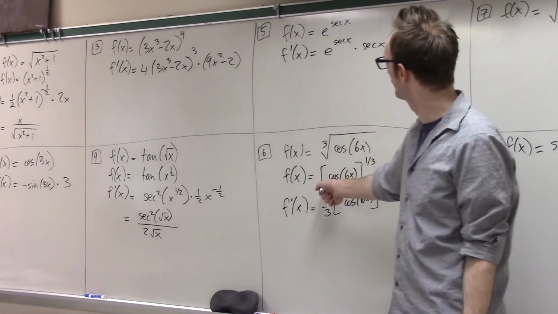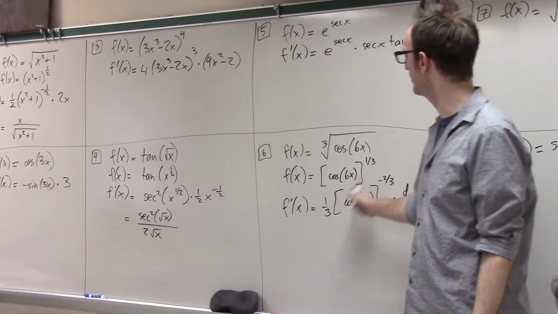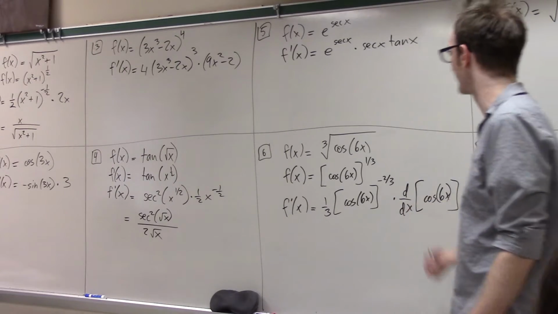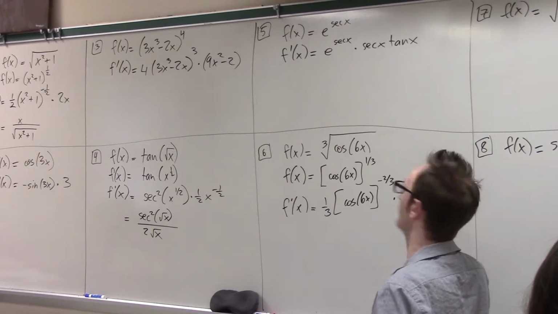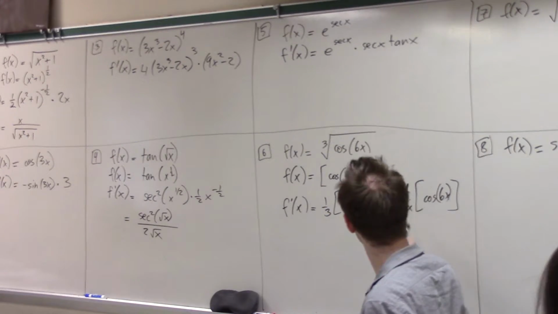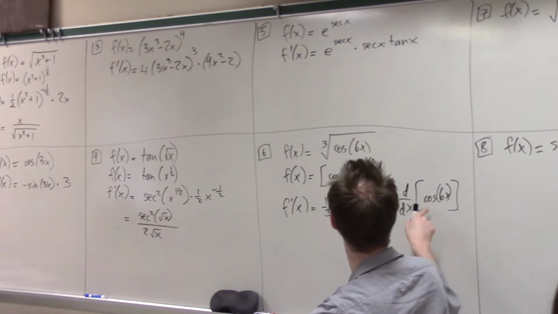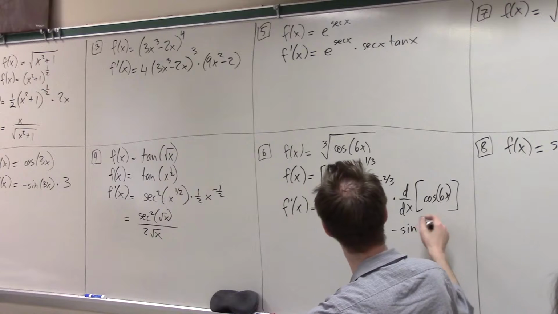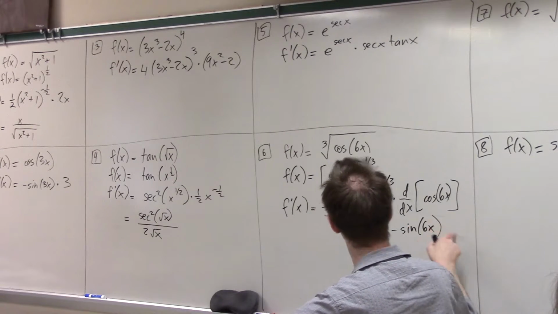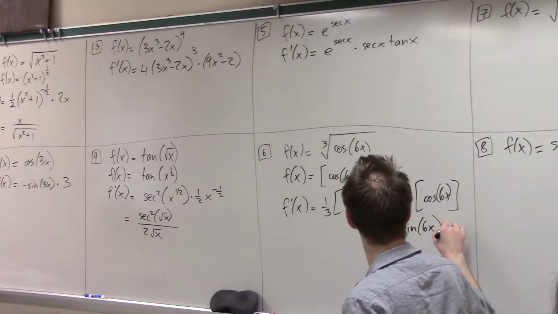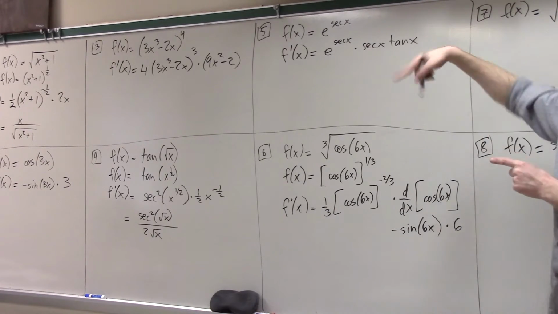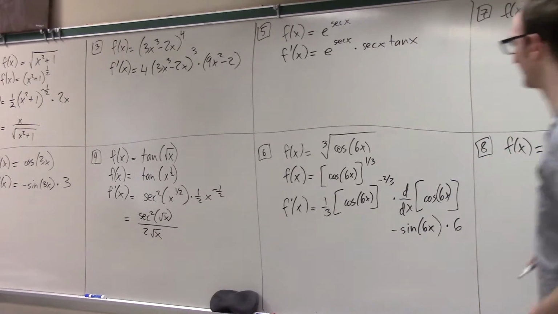Okay, so again, the derivative of something to the 1/3 is 1/3 something to the negative 2/3, back inside for the derivative of the something. And what is the derivative of cosine 6x? Well, that requires the chain rule. The derivative of cosine of something is negative sine something, back inside for the derivative of the something, which is 6. The reason why it's called the chain rule is because you chain them all together into a long thing.